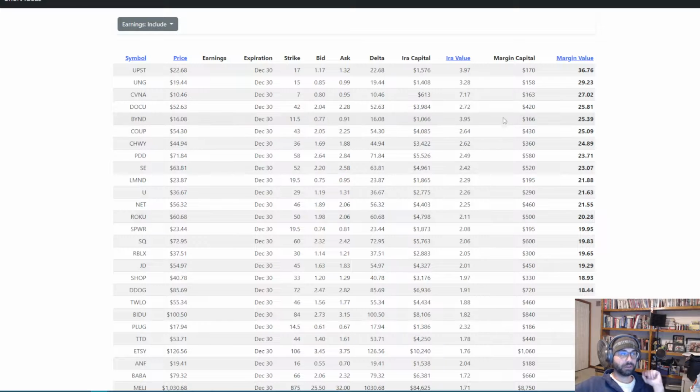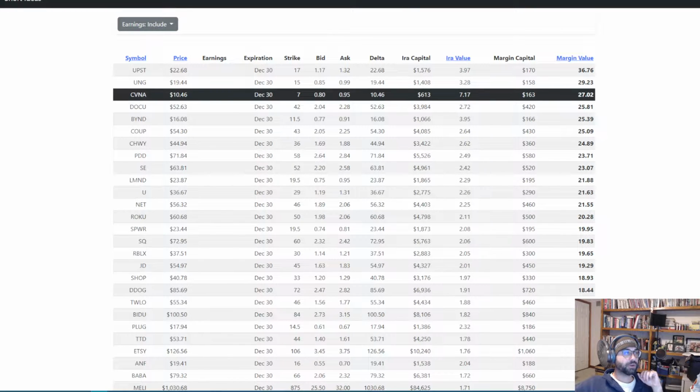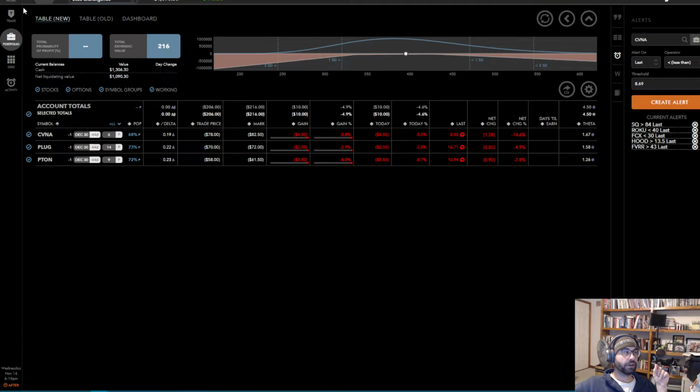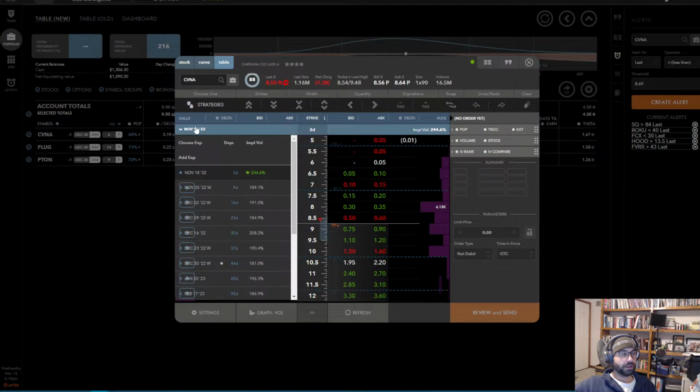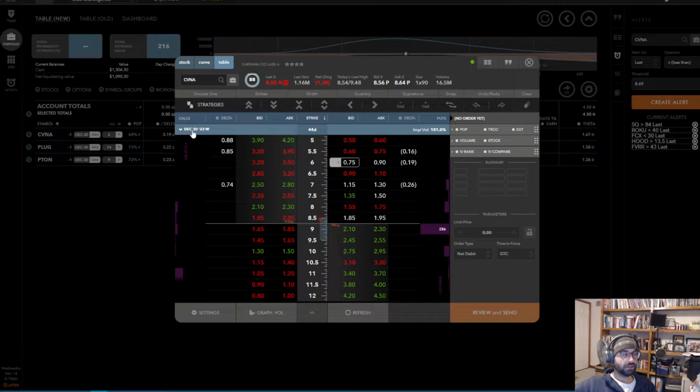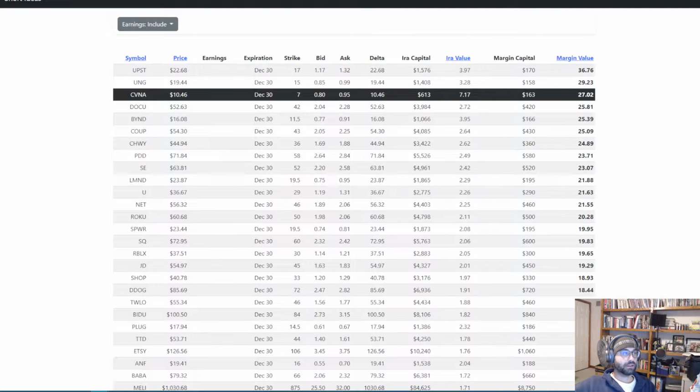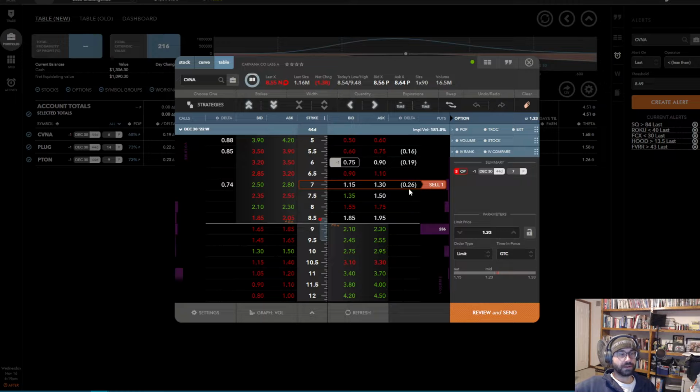But let's walk through how to use this. Let's say Carvana, which is one of the positions we got in today. It's currently trading at around $11. The expiration closest to 45 days is December 30th. The strike closest to a 20 delta is a $7. So if I come over here and go to 45 days, that would be December 30th, like it said. And then the 7th strike, come here. Right now it's at a 26 delta.